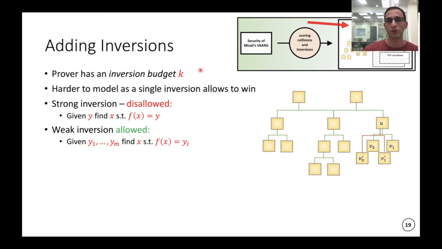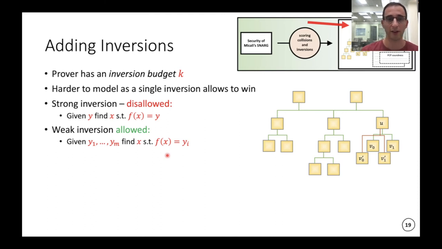So we're not going to allow arbitrary inversions, or something called strong inversions. These are going to be disallowed. Instead, we're going to allow weak inversion. I'm going to try to tell you what the difference is. A strong inversion is when I have some value y, and I want to find some x such that f of x equals y. I particularly inverted y, corresponding to this function f. What is a weak inversion, which is allowed? The weak inversion is where I give you a large subset, y1 up to ym, and then you find x that inverted one of them. This is a much easier task, and this is going to be allowed.